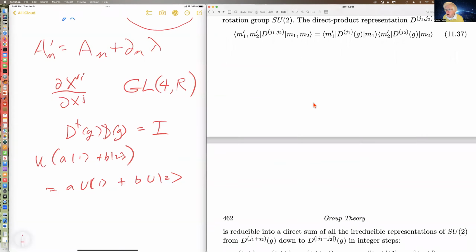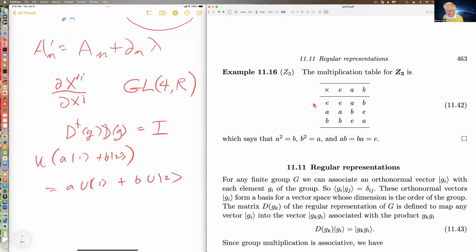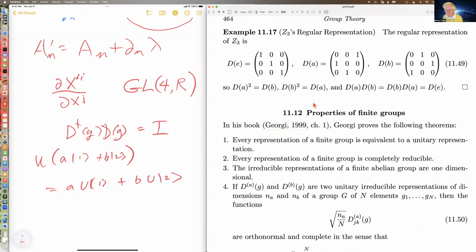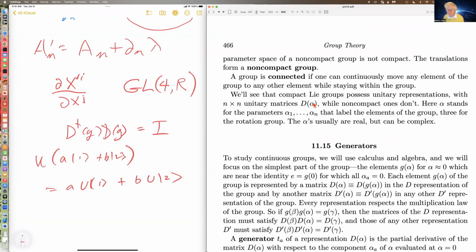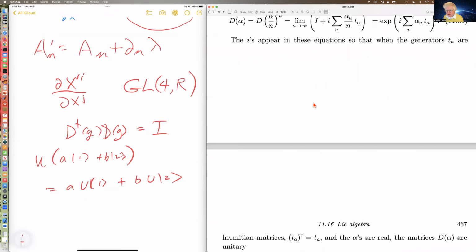I want to get on to something that is related to general relativity.